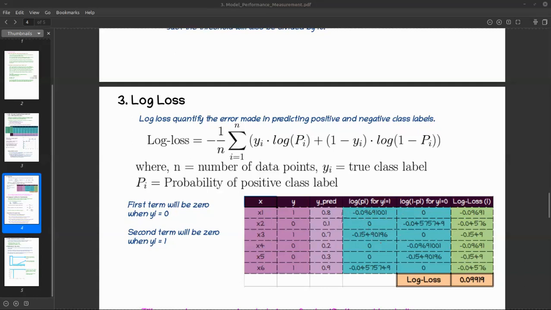I guess you understand the idea, right? So what log loss is doing: if the label belongs to 0, then the probability should be as low as possible, nearly equal to 0, right? For point 1 it is saying 0.04 loss, point 2 0.09, point 3 0.15, correct?